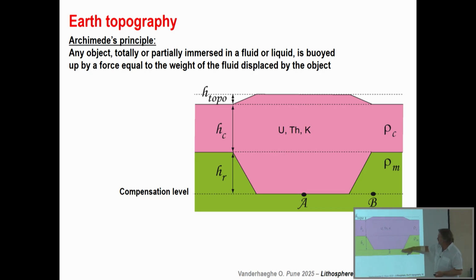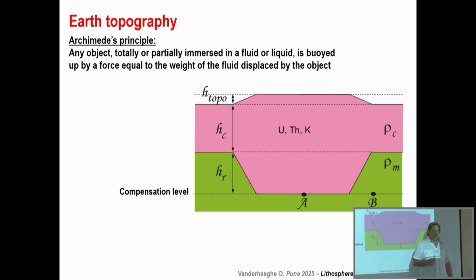So it means if we put the compensation level here, that means that the pressure in A is equivalent to the pressure in B. This is the crust, this is the mantle. What is the behavior of the mantle here? Where is the mantle in Archimedes' principle? Which part is it? Is it the object that is immersed, or is it the fluid? It's the fluid.